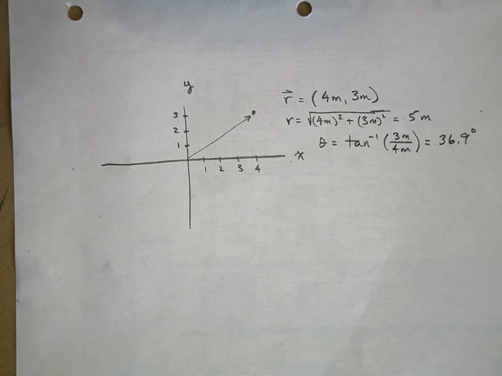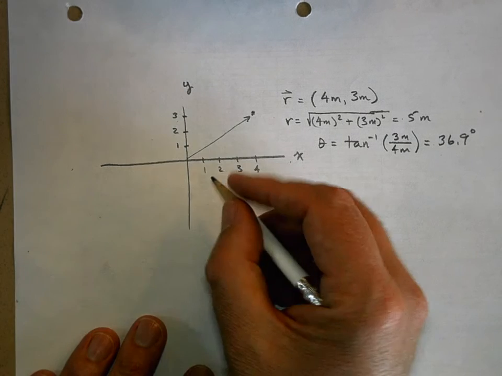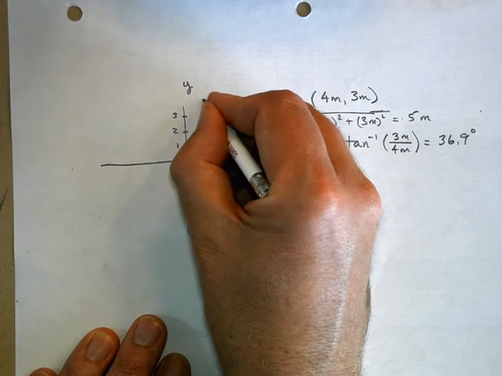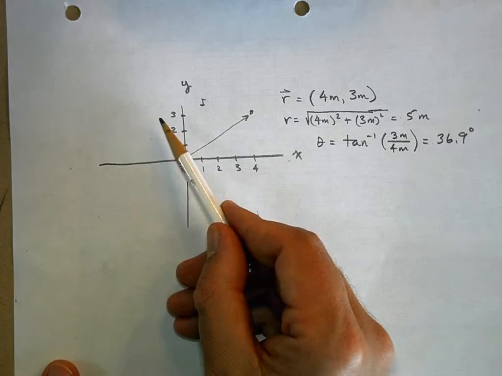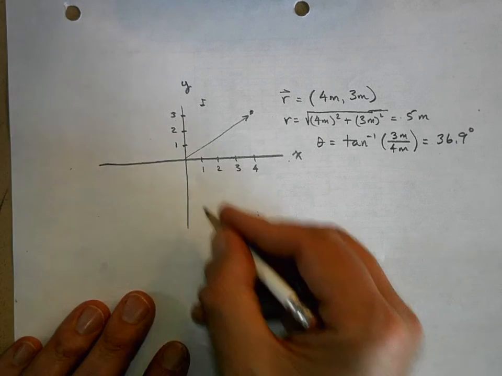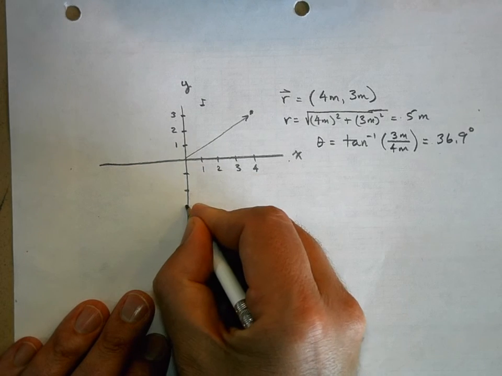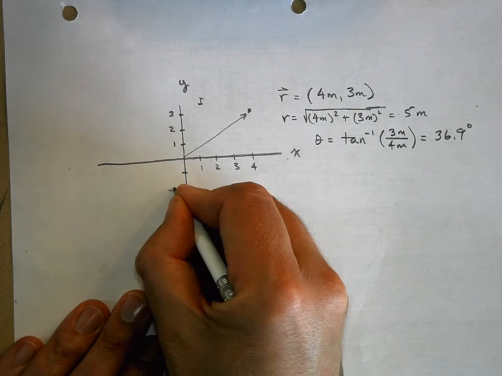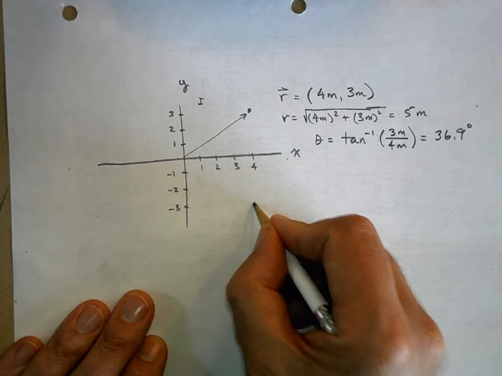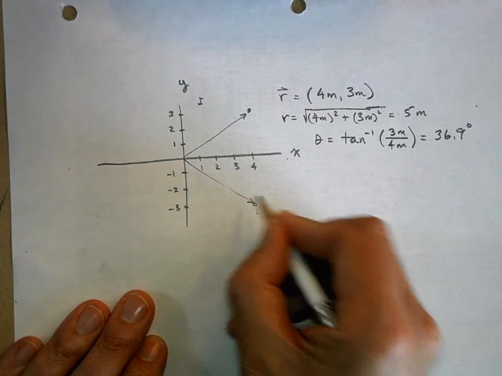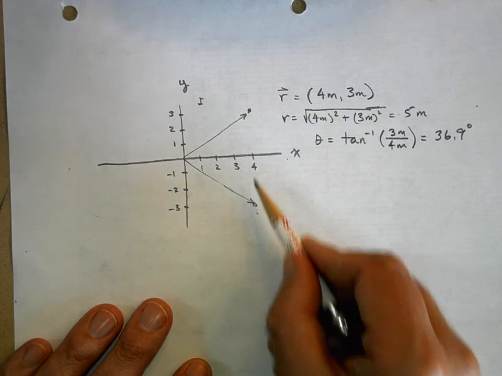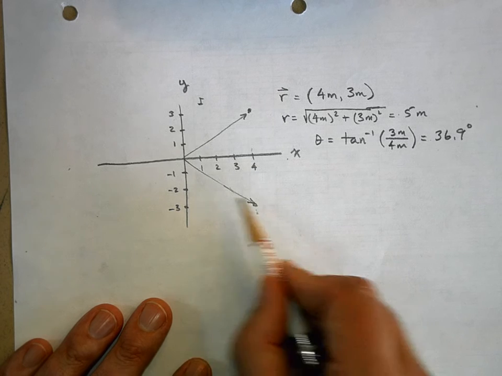But what if I was down here? Now remember, this is called the first quadrant, and then over here is the second quadrant, this is the third, and this is the fourth quadrant. What if my object was in the fourth quadrant? So -1, -2, -3. What if it was down here instead? Well, I think you can see that even now your x quantity is still positive, but your y quantity is negative.